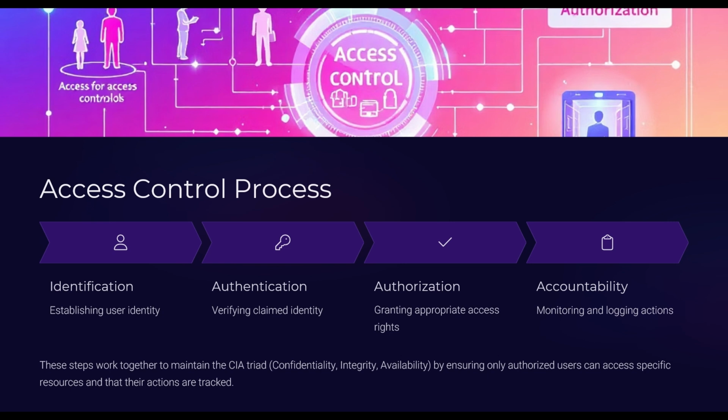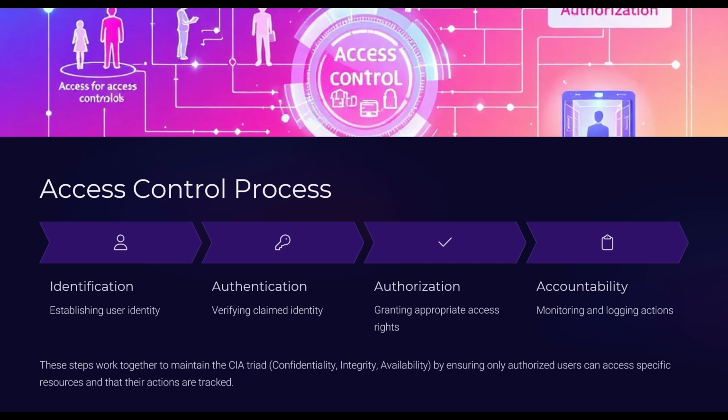Third, authorization determines what specific resources an authenticated user can access and what actions they can perform. This implements the principle of least privilege. Finally, accountability tracks user activities through comprehensive logging and monitoring, ensuring users are responsible for their actions within the system. These steps work together to uphold the CIA triad.